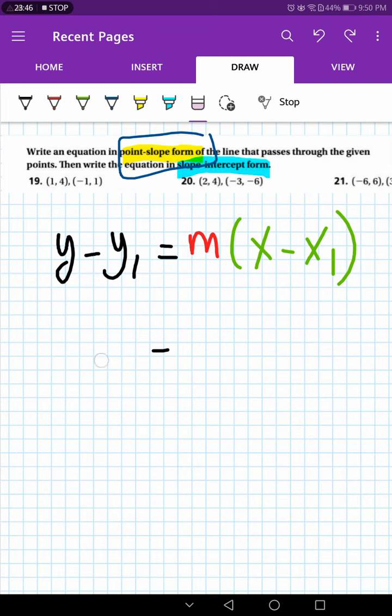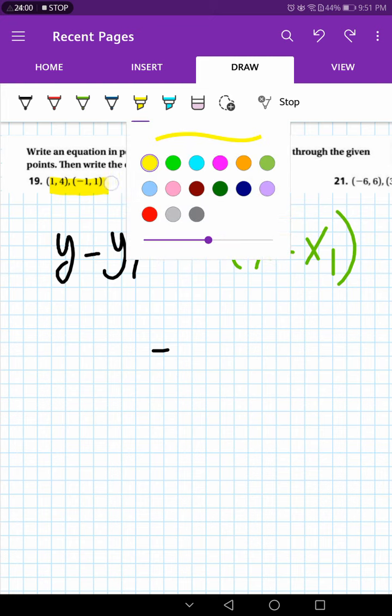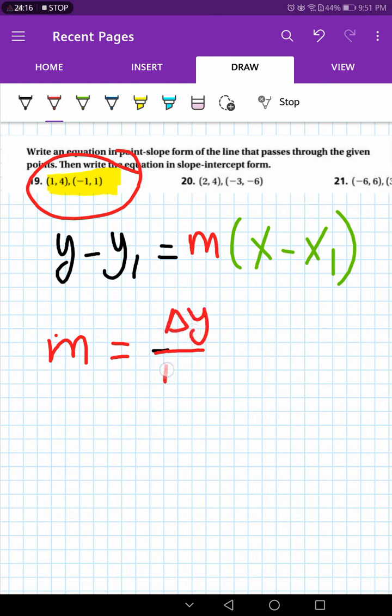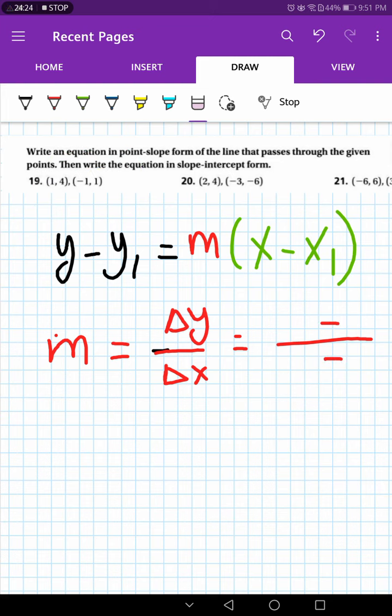I will erase this first. Okay. Here the given is two ordered pairs, and to write this equation, I need one point and the slope. So to find the slope from two ordered pairs, I use m equals delta y over delta x, which equals, put minus here and minus here, and determine your direction.